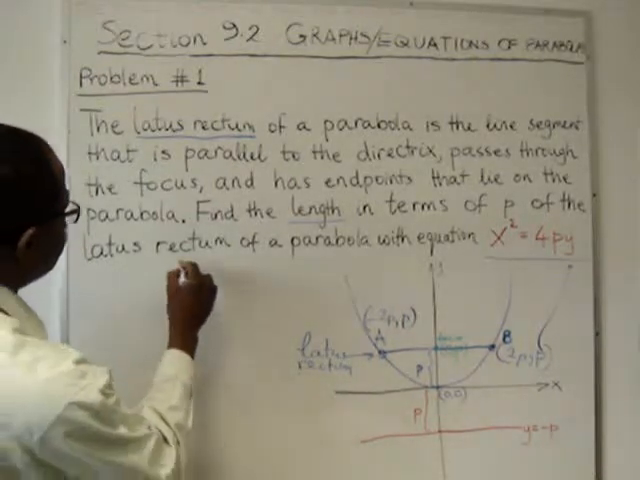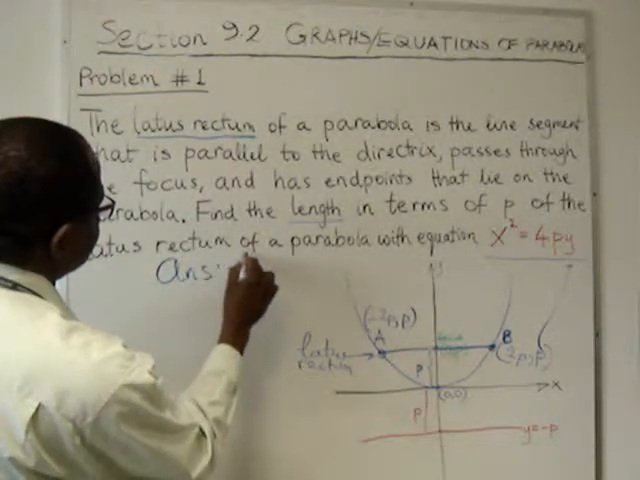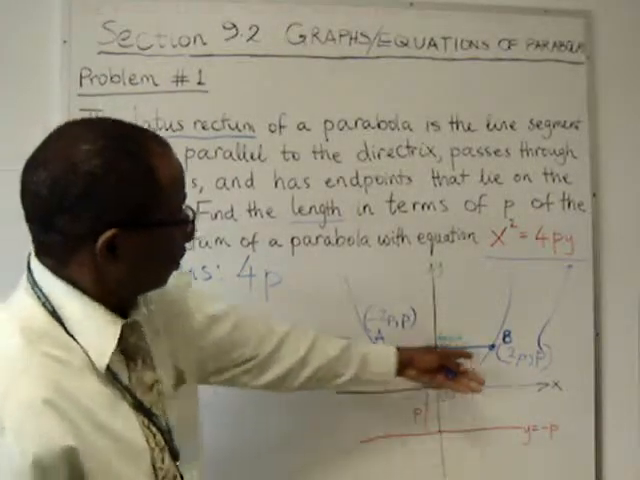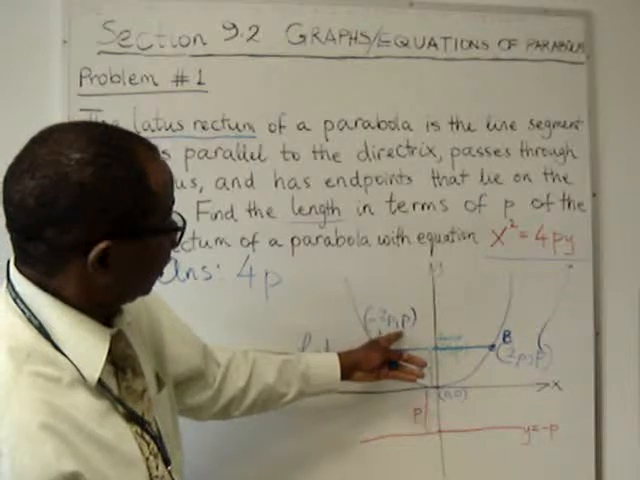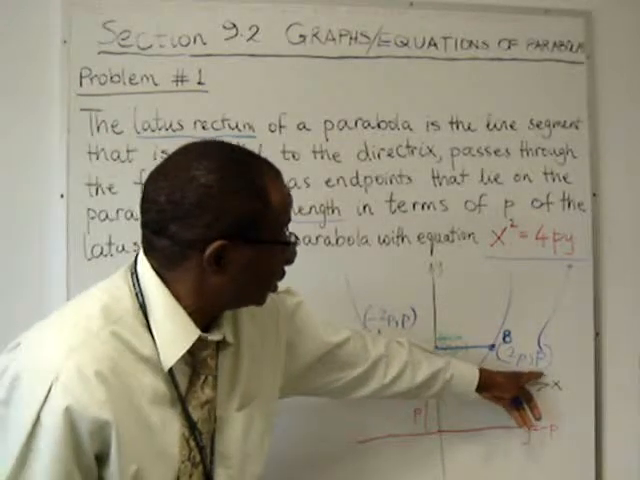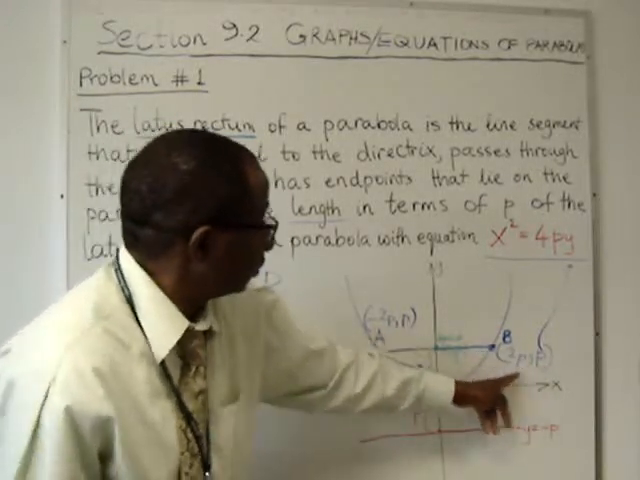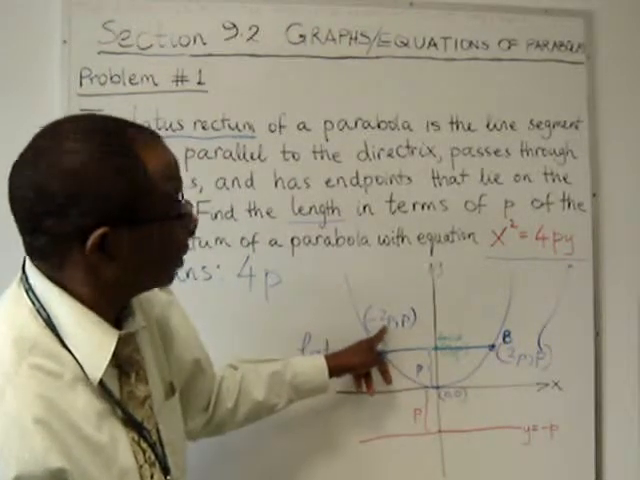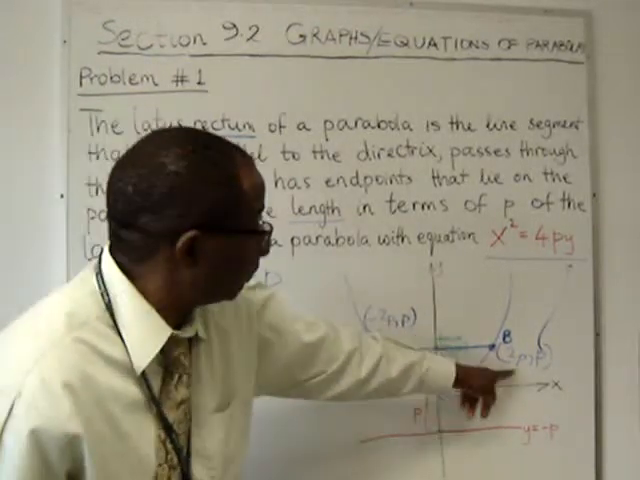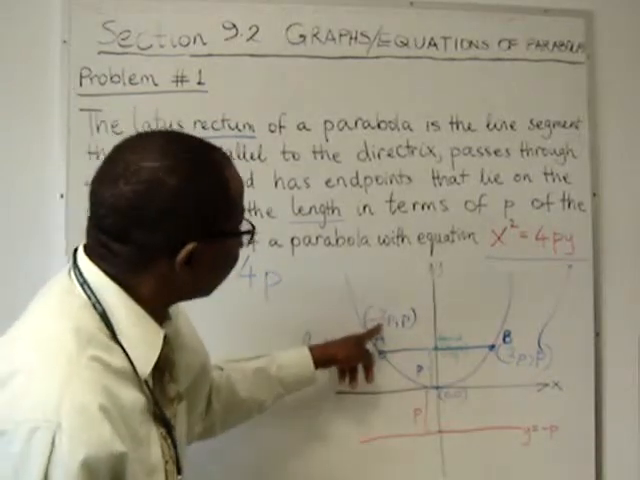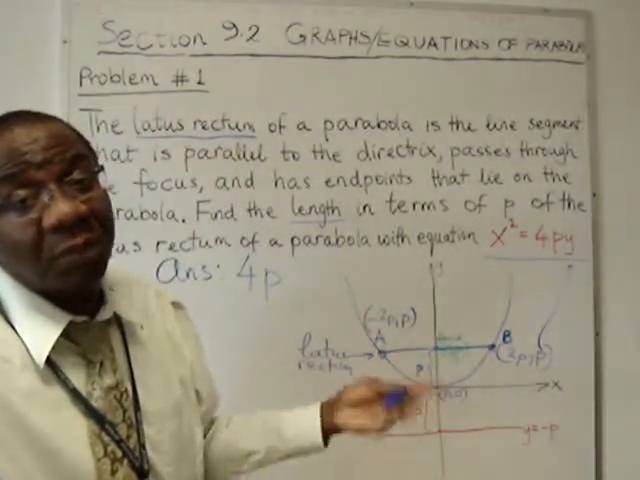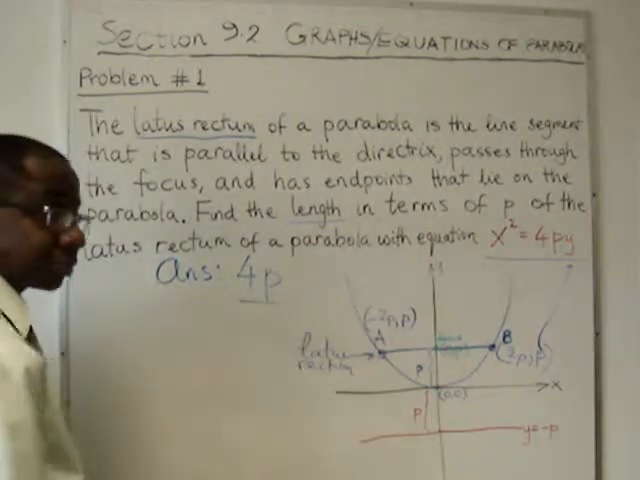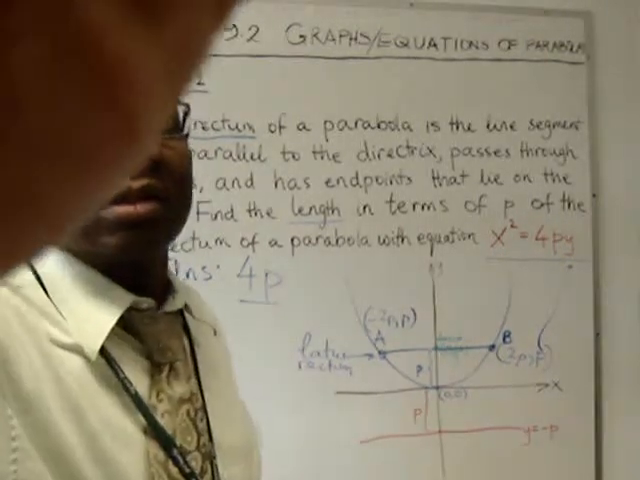Okay? Your answer is 4p. Okay? Because, you know, there's no tricks. Since the y coordinate is not changing, right? All you do is subtract the x coordinate at this point from the x coordinate at this point, and it's 2p minus negative 2p, which means 2p plus 2p, and that is 4p. Okay? That's that.